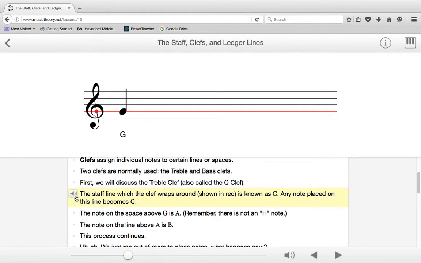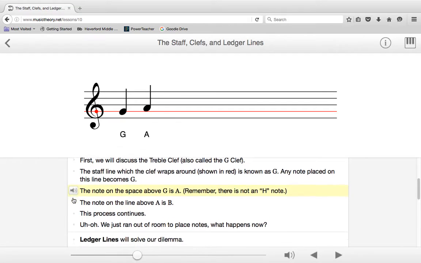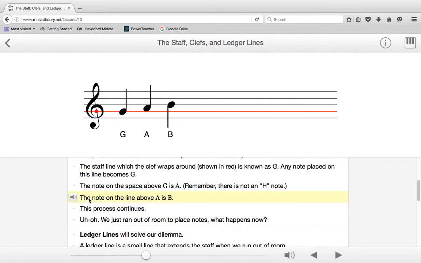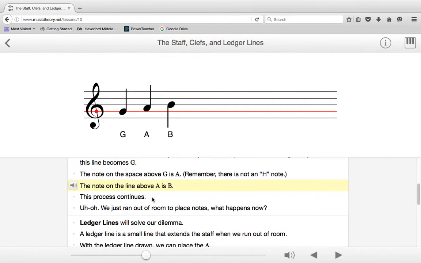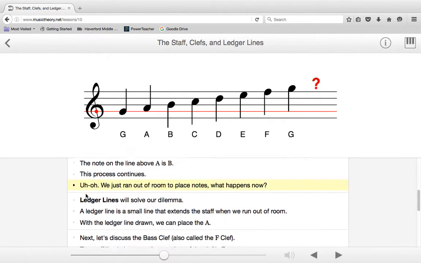Now, on the left-hand side, if you ever see a speaker, this isn't just for this lesson, this could be for any lesson. If you see a speaker on the left-hand side, that means you can listen to something. So there it plays the first note, which is a G. You go to the next one, you could click on the speaker right here, and it plays an A, G or A. Okay? You go to the next one, the note on the line above A is B, so you click on B. You can continue this process whenever there is a speaker. If it's just a bullet point, there's no sound.